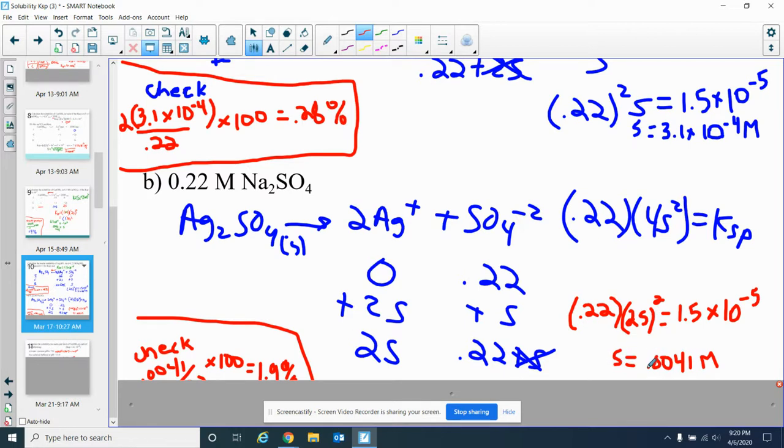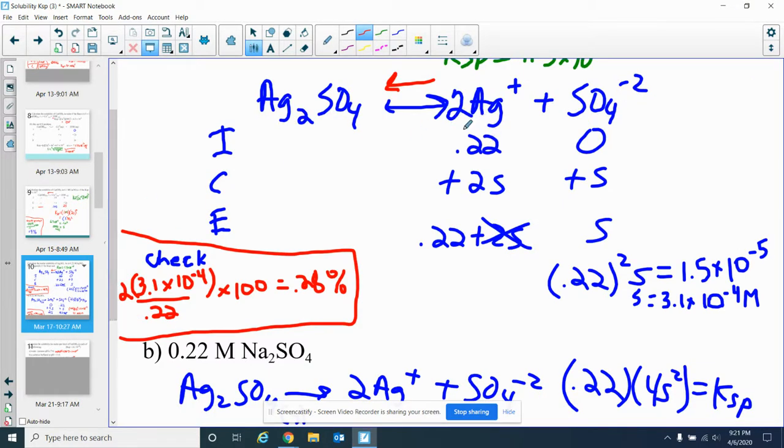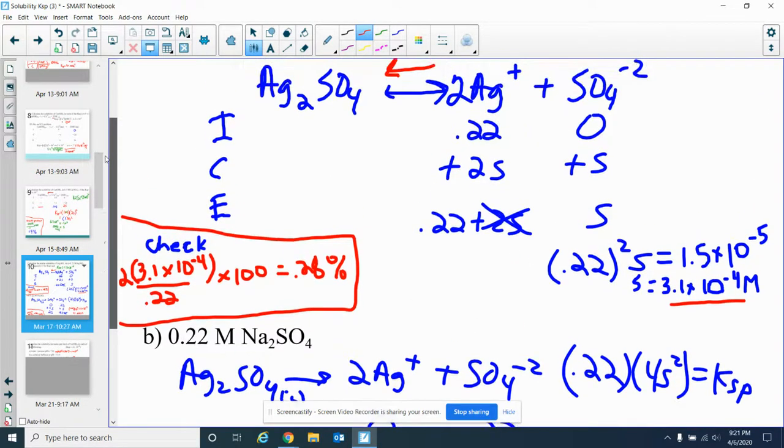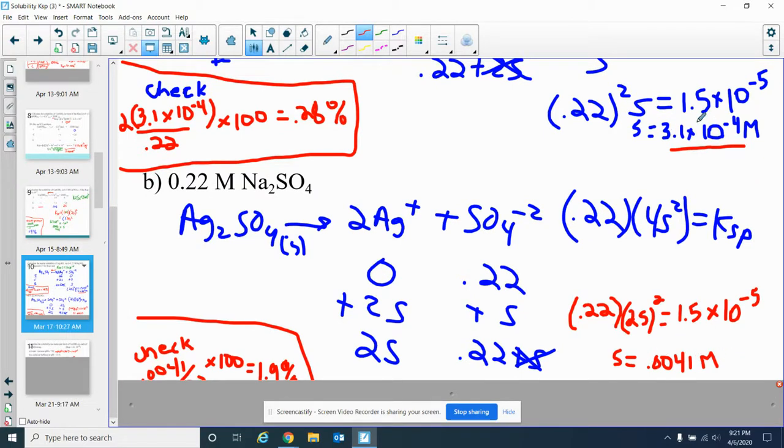And my solubility comes out to be 0.0041. So having the sulfate as 0.22 did not change the solubility as much as having the silver, because there's twice as much silver. So when we look at these values, solubility is less in silver nitrate than it is in the sodium sulfate. Again, because there's only one sulfate ion, but there's two silver ions. So when silver's already present, it's making a bigger difference. It decreases solubility more than the sulfate did.